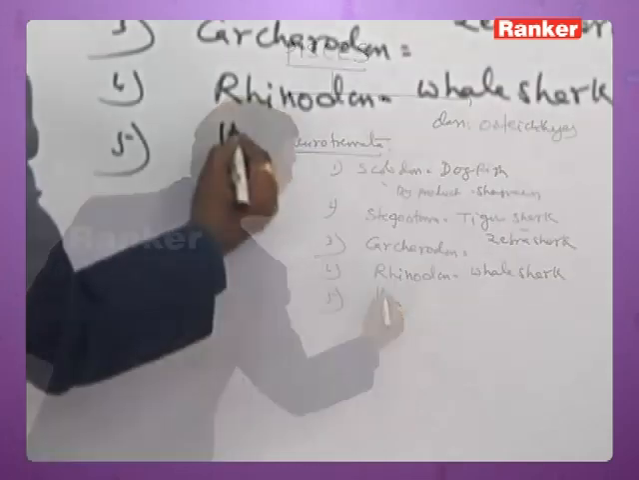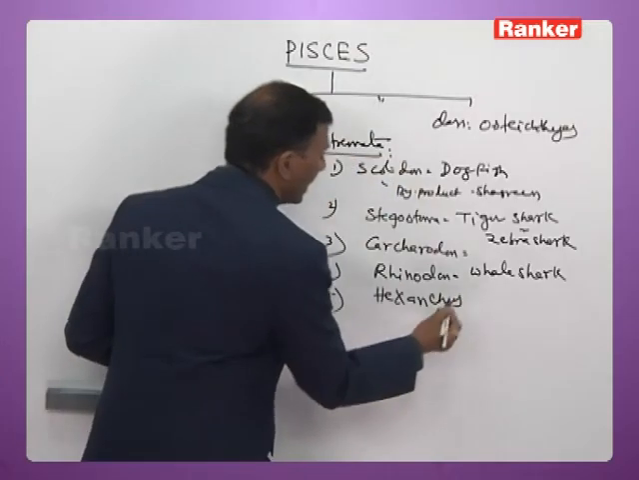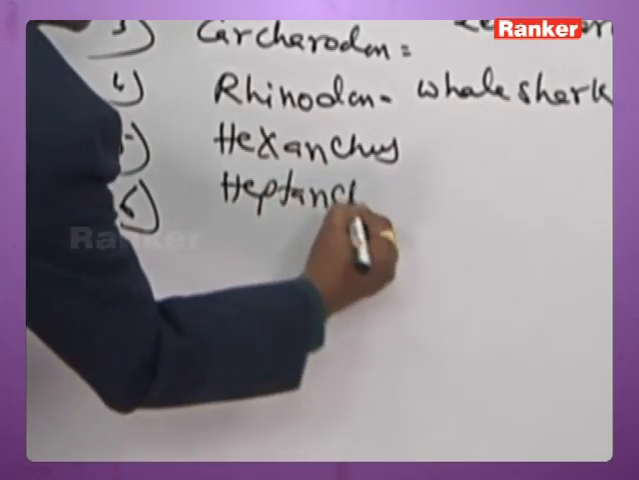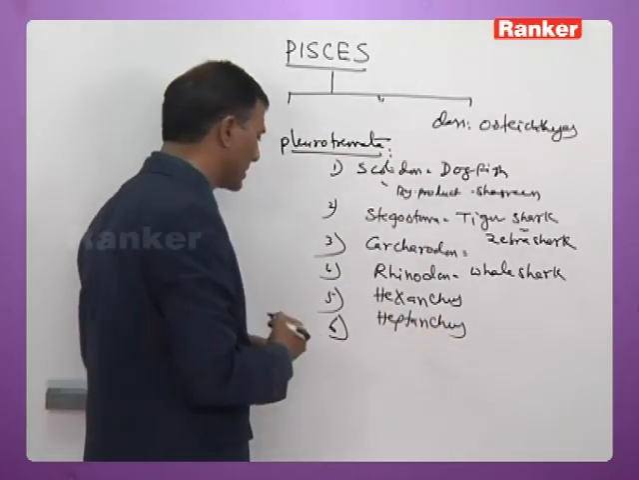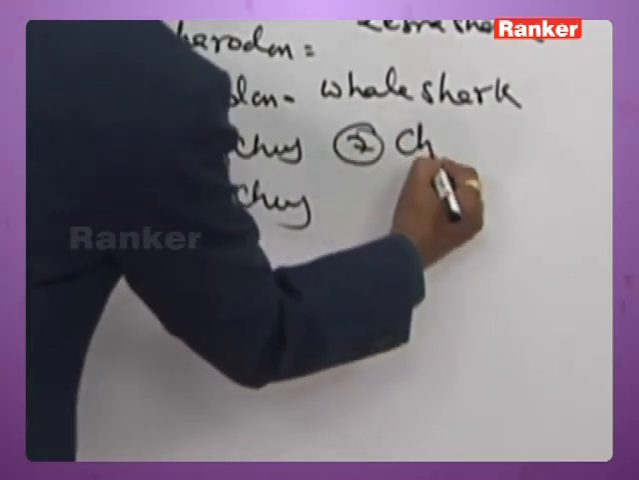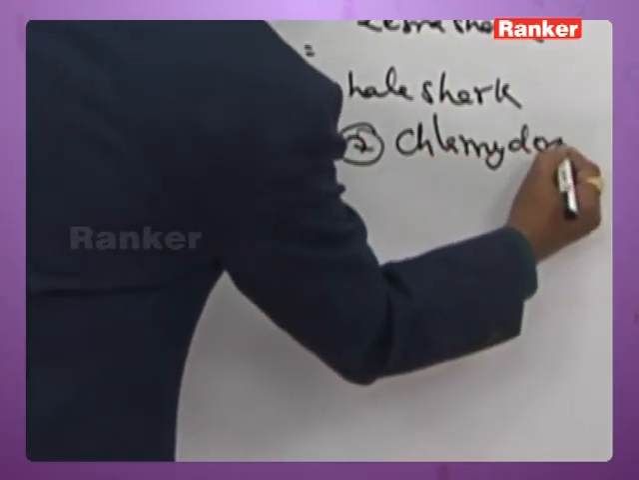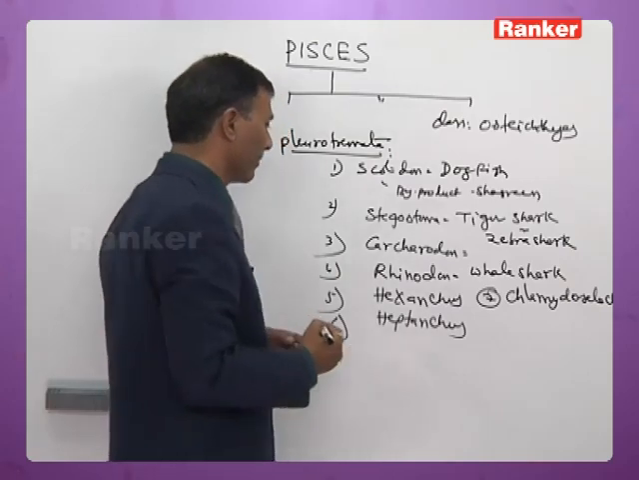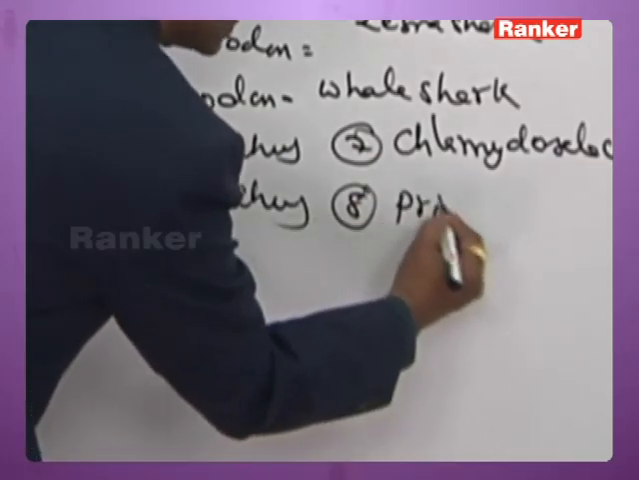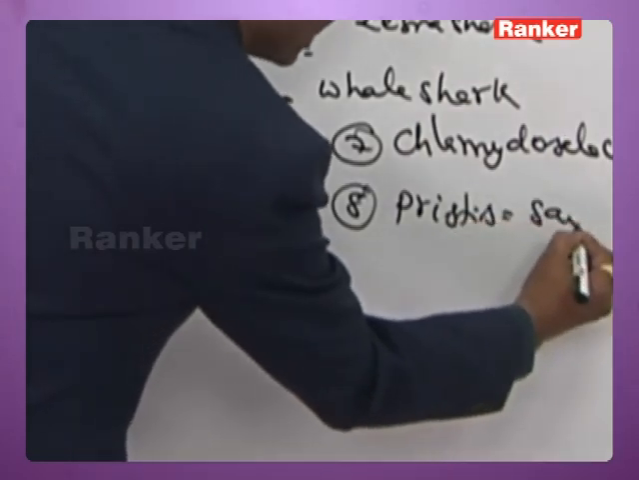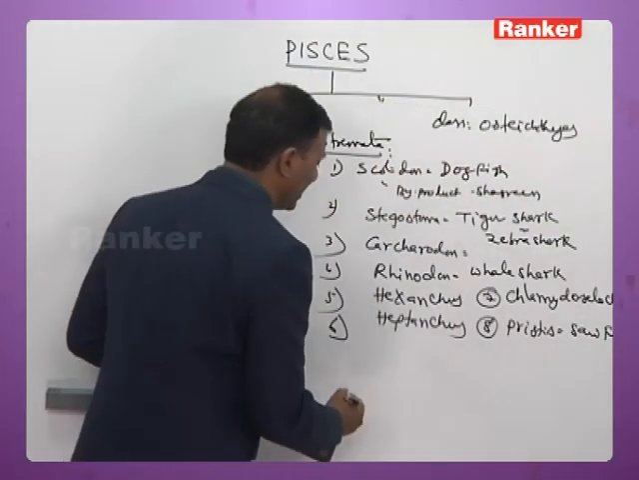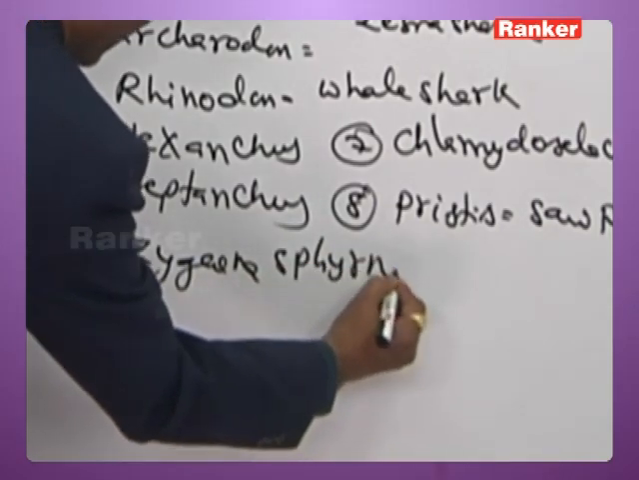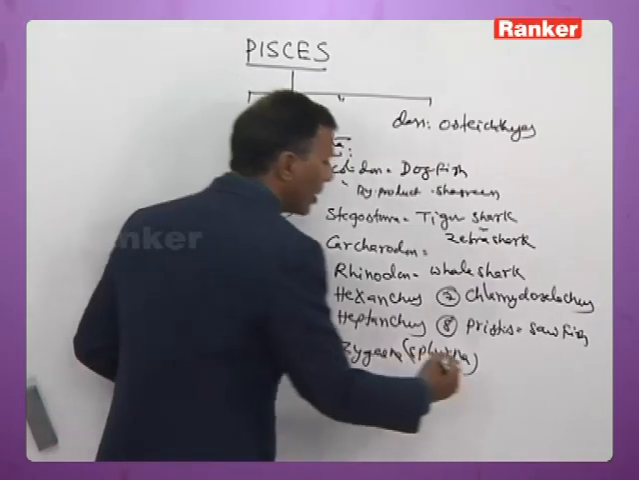The next you have Hexanchus. It is a shark with 6 pairs of gills. Then you have Heptanchus. It is a shark with 7 pairs of gills. Chlamydoselachus, the only shark with operculum. Pristis, sawfish. Zygaena, or it is also called Sphyrna, is commonly called hammer-headed shark.